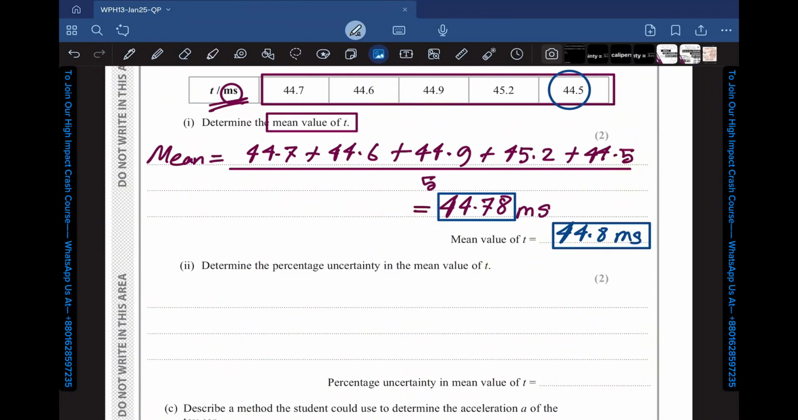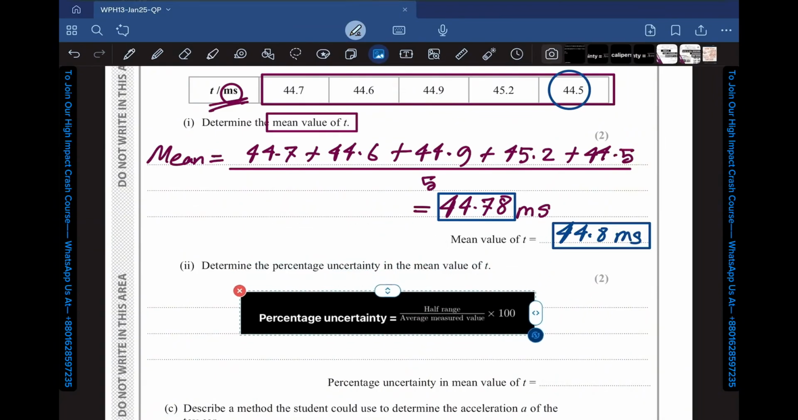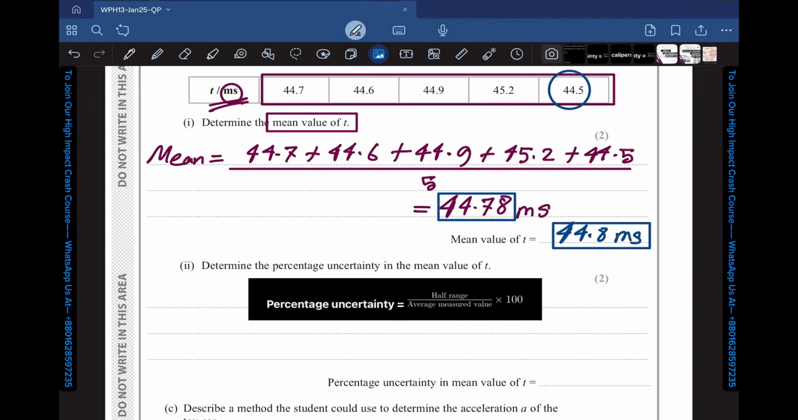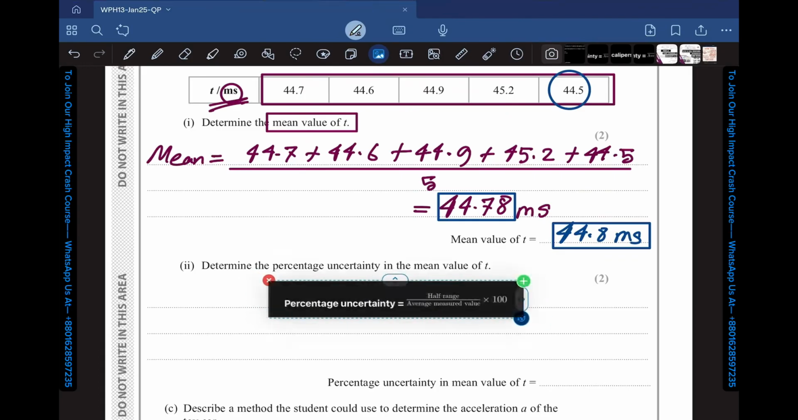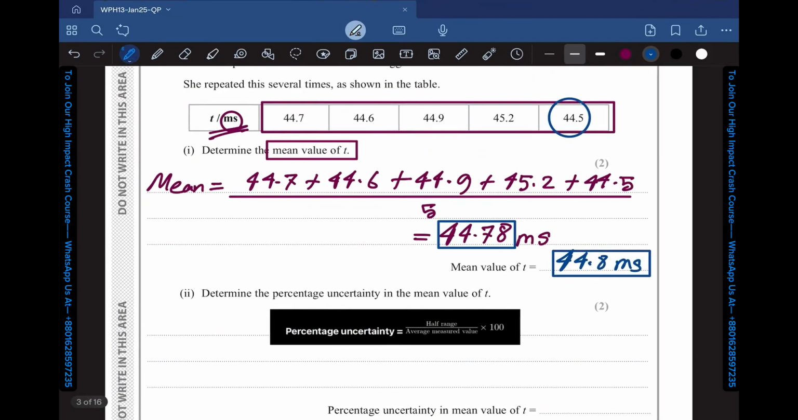In this percentage uncertainty, the formula will be half range divided by average measured value, multiplied by 100%. Now the question arises, what is actually the half range? They have given us a couple of values, 5 values. The half range will be, we know range is equal to the bigger value minus the smaller value.